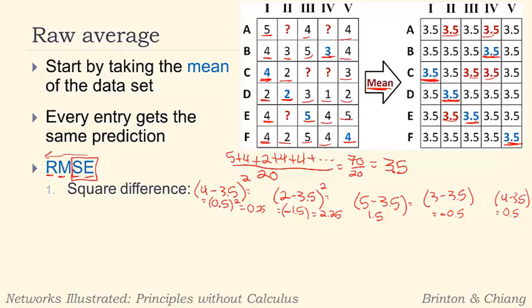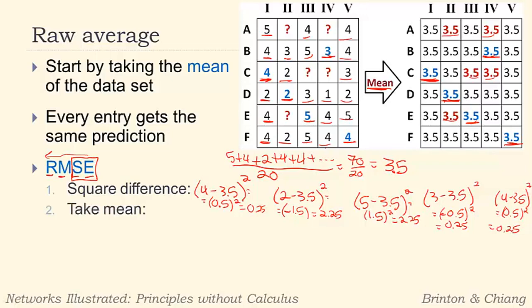And so this is really 0.5 times 0.5, which gives us 0.25. This is negative 1.5 times negative 1.5. Then that becomes positive. So again, when you square something, it just becomes positive. This we're going to square, and we're going to get 2.25. This we're going to square, and we're going to get 0.25. And this will square again, and we'll get 0.25. All right, so now we've squared the differences.